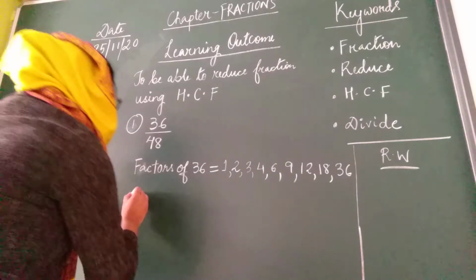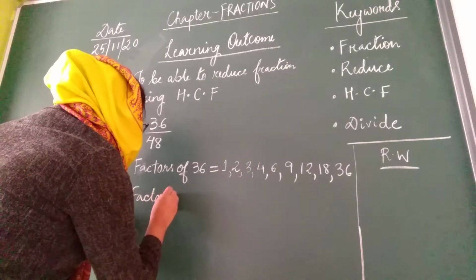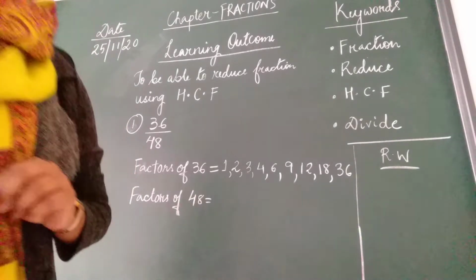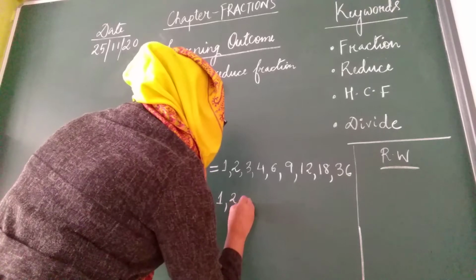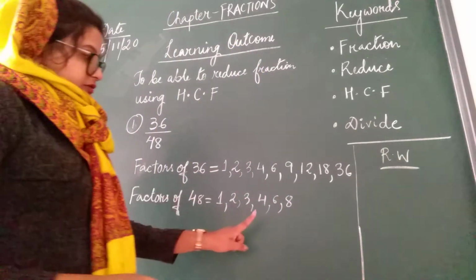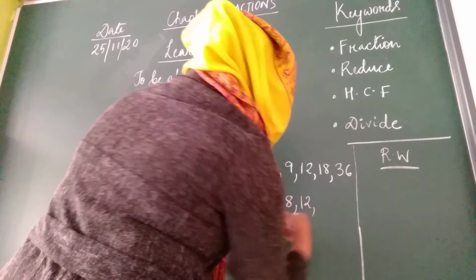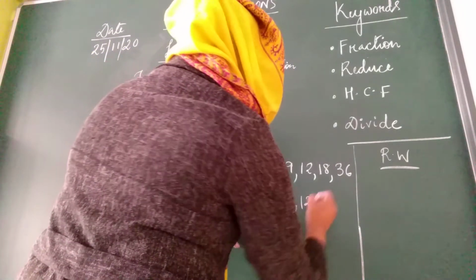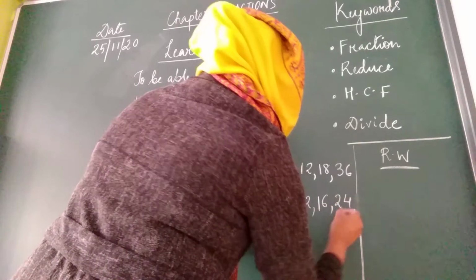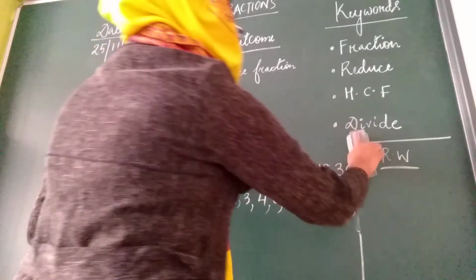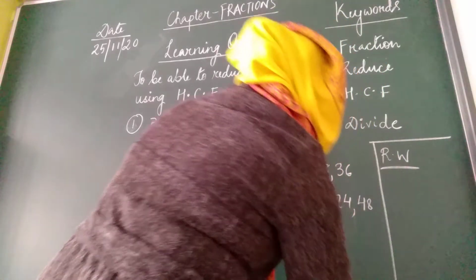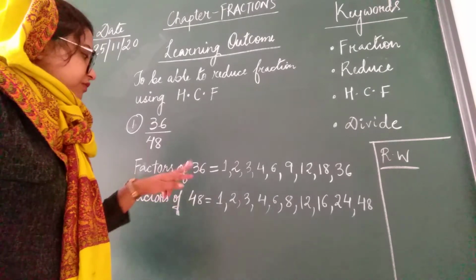Now we are going to write down the factors of 48. Factors of 48 are 1, 2, 3, 4, 6, 8, 6 into 8 is 48, so 4 into 12, 3 into 16, 2 into 24. Alright, so these are the factors of 36 and 48.